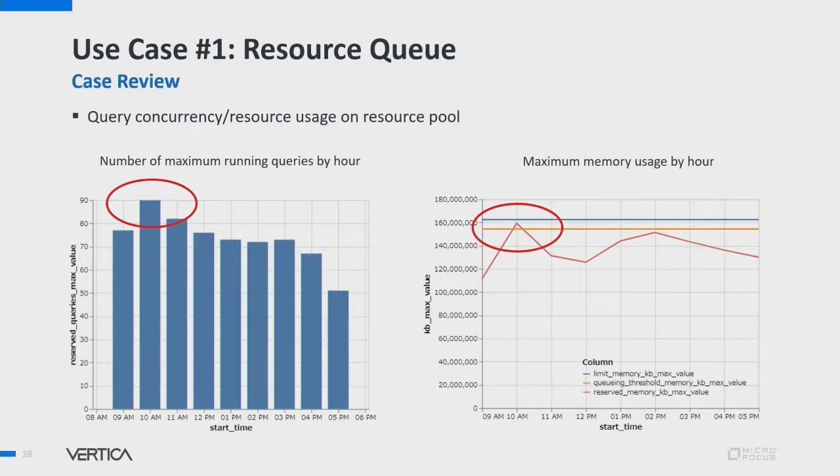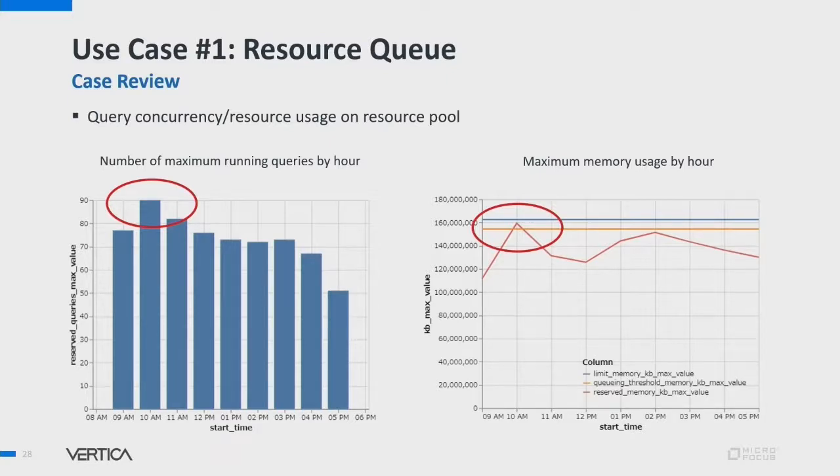Look at the graph on the left. This graph shows the max number of running queries by hour. 90 queries are running at the same time between 10 and 11. The database should be very busy. This time slot matches the time the customer saw the query response was slow.